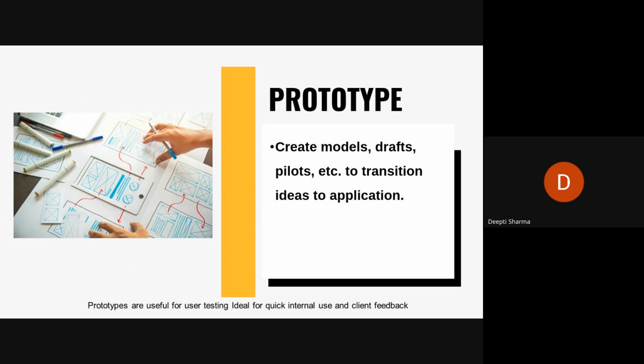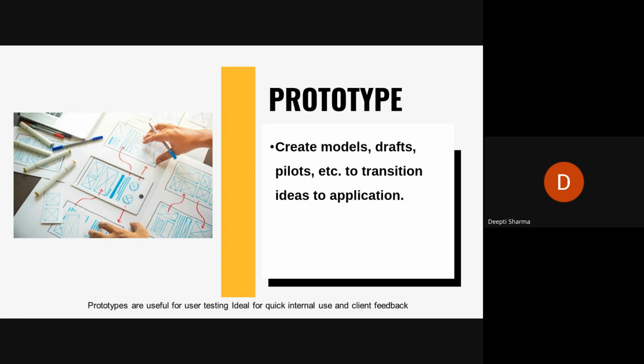So creating a model, drafts, and pilots, etc., to transition ideas to applications. Before starting a semester, we can take a small set of students as well as faculty members to try out the models already developed in the previous phases, and this is called the prototype. If students are happy with the changed model, as well as the faculty members are also satisfied with the changed model, we can implement it in the new semester.